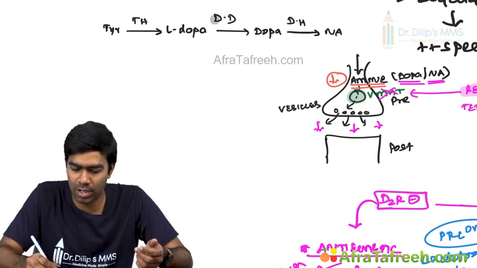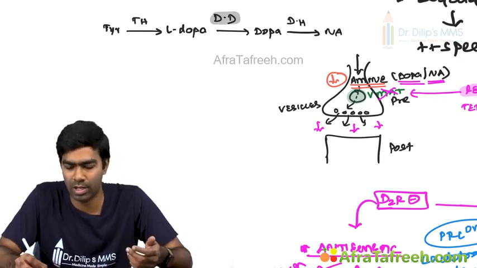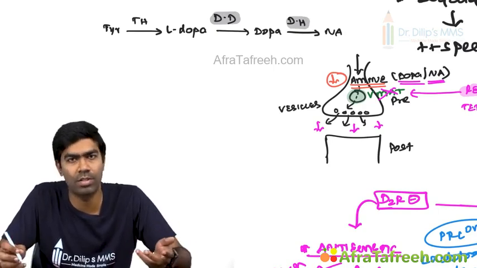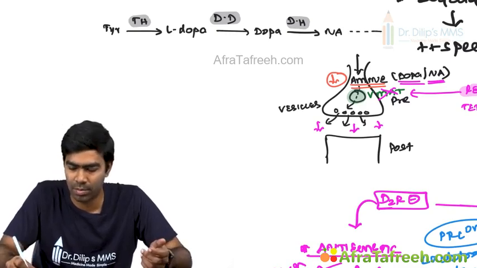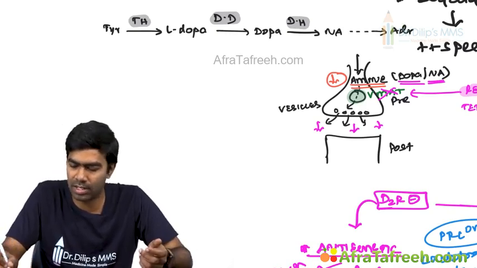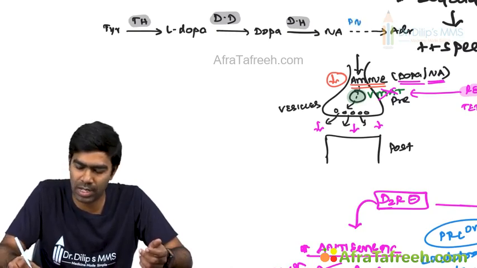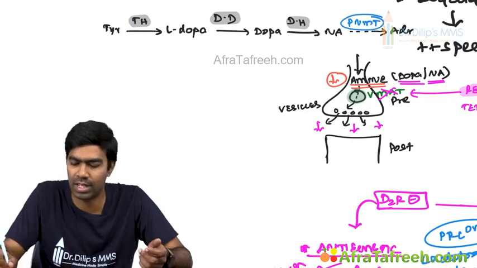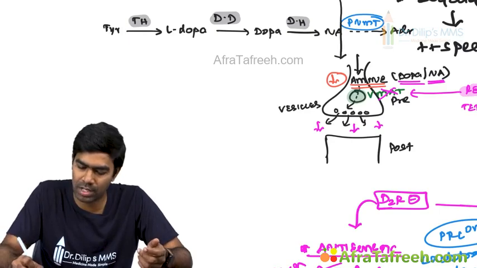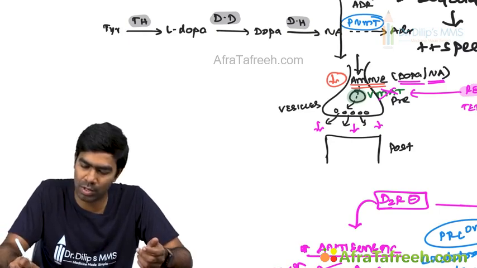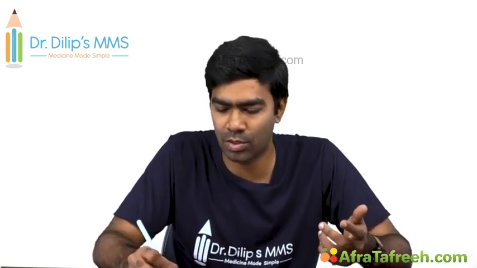Clear? With the help of dopa decarboxylase, they form dopamine, and with the help of dopamine hydroxylase, they form noradrenaline. These are three key enzymes in the formation of these amines. But remember, to form adrenaline, they need another enzyme called PNMT, phenylethanolamine N-methyltransferase. Please do remember, this PNMT enzyme is present only in the adrenal medulla, which means in the CNS you cannot convert noradrenaline to adrenaline.